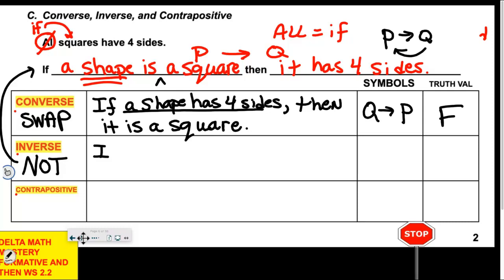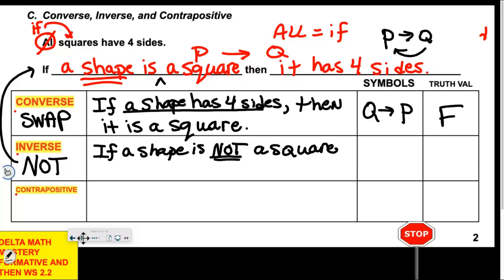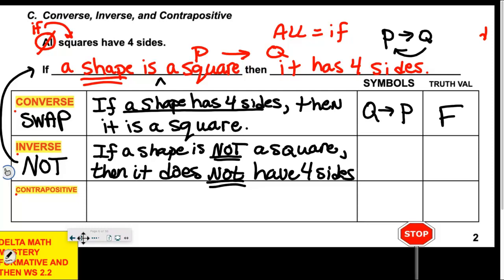So if a shape is not a square, then it does not have four sides. You can see why I call it the nodder. I've got the swapper, and I've got the nodder. Okay?